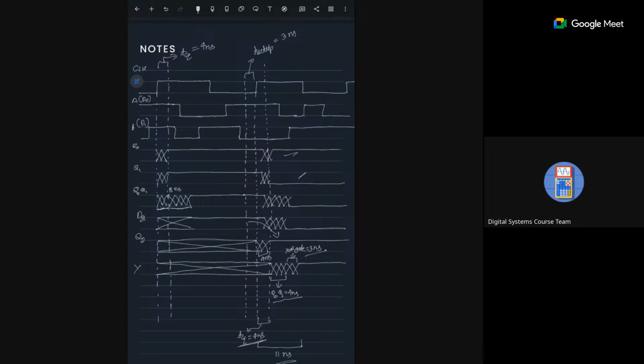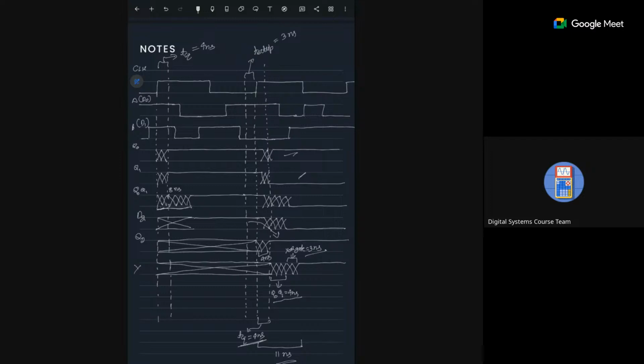Now you are getting output at 3 nanoseconds. Through the XOR, you are getting D2 at 3 nanoseconds. But your clock will be applied after 8 nanoseconds, because it is 4 ns and 4 ns. So again your clock pulse will be applied at 8 nanoseconds at this point. You are considering this as your first nanosecond, so you are getting a clock pulse at 8 nanoseconds.